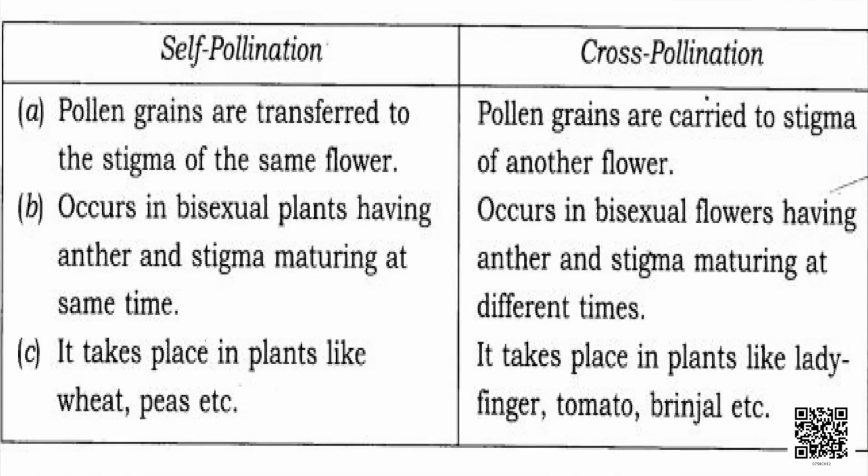Self-pollination occurs in bisexual plants having anther and stigma maturing at the same time, whereas cross-pollination occurs in bisexual flowers having anther and stigma maturing at different times. Self-pollination takes place in plants like wheat, peas, etc. And cross-pollination takes place in plants like ladyfinger, tomato, brinjal, etc.